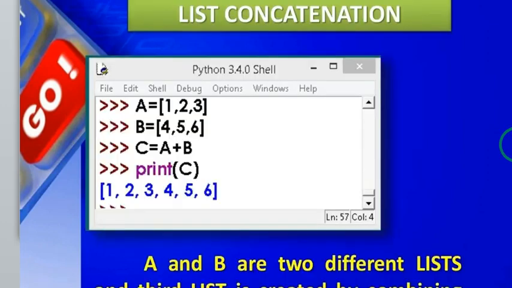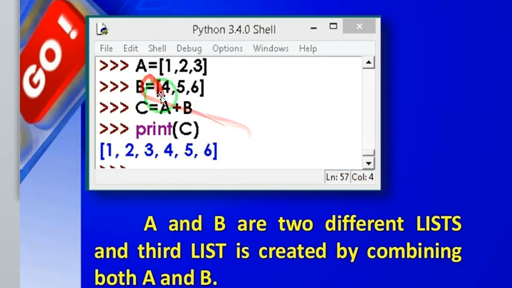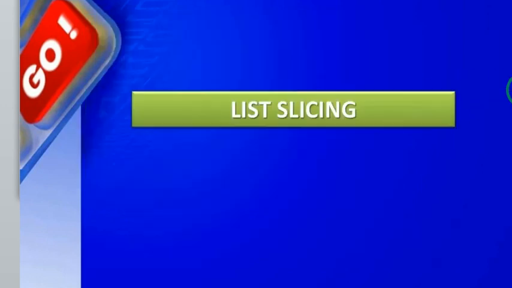Next is list concatenation. List concatenation is when A and B are two different lists, and a third list is created by combining the two lists, A and B. So we get a third new list, which is just containing the first and second list.